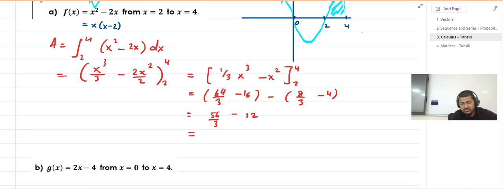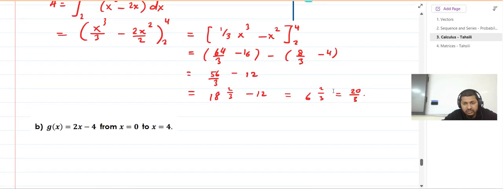So 56 over 3 should get 18 and 2/3. 18 times 3 is 54, 56, yeah, minus 12. So I've got 18 minus 12 is 6 and 2/3, which is 20 over 3. I should get 20 over 3 as my answer. It'll be 20 over 3 units squared, square units.